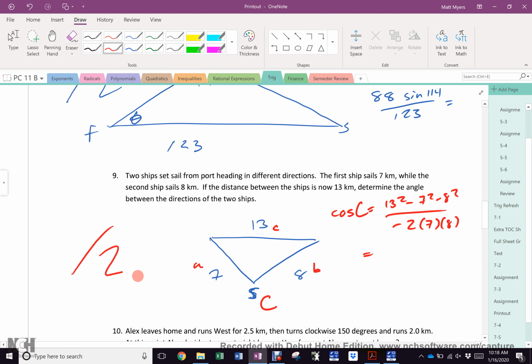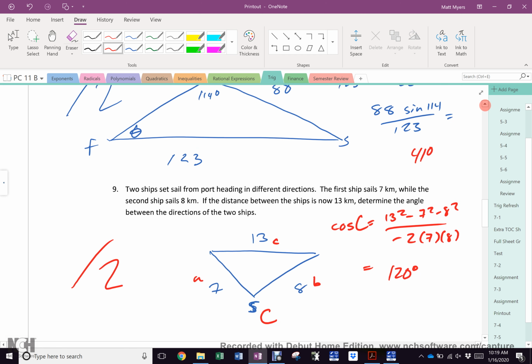I know you want to see the right answers to these 2 questions. So shift sine, 88 sine 114, close bracket, divided by 123, close bracket. First one is 41 degrees. And the second one is 13 squared minus 7 squared minus 8 squared over negative 2 times 7 times 8. Wait, wouldn't that be 25 degrees?